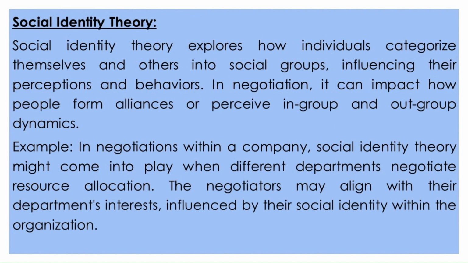Social identity theory. Social identity theory explores how individuals categorize themselves and others into social groups, influencing their perceptions and behaviors. In negotiation, it can impact how people form alliances or perceive in-group and out-group dynamics. Example: in negotiations within a company, social identity theory might come into play when different departments negotiate resource allocation. The negotiators may align with their department's interests, influenced by their social identity within the organization.